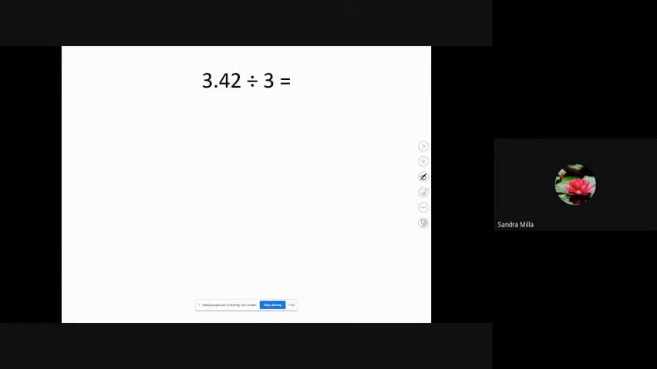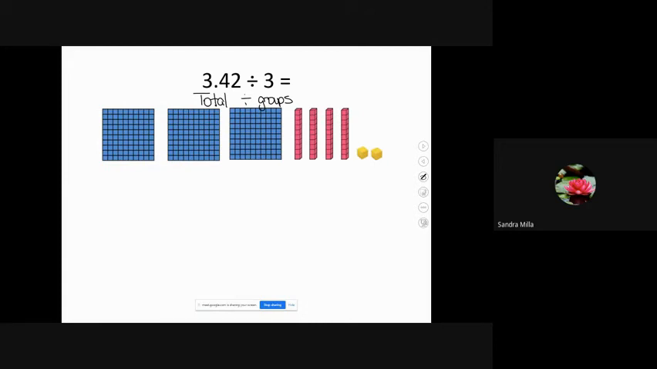Okay, so we have 3 and 4/100ths divided by 3. So I'm separating 3 and 4/100ths. My total is getting divided into 3 groups, so I should have 3 circles going on. I'm able to separate my 3 wholes, and there's our representation of 3 and 4/100ths.